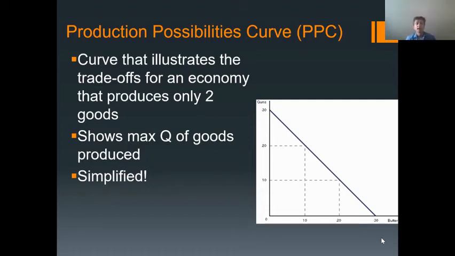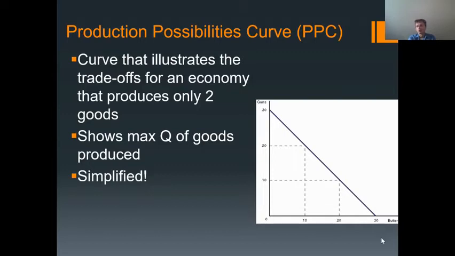So let's take a look at a production possibilities curve, or a PPC. Sometimes you'll see this phrased as a production possibilities frontier, or PPF. It means the same thing. And I also know that this line is not curved, it's a straight line. That is for a very specific reason.